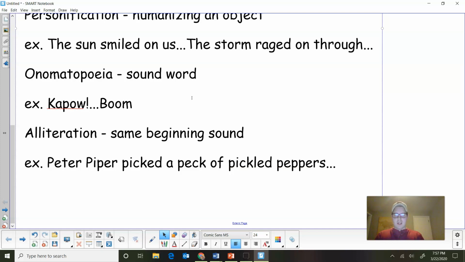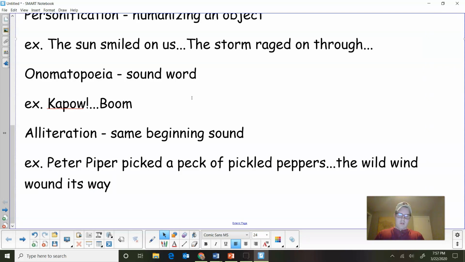Sometimes it could be like, the wild wind wound its way around the tree. All right. So the wild wind wound its way. That's 4 w sounds pretty much in a row.